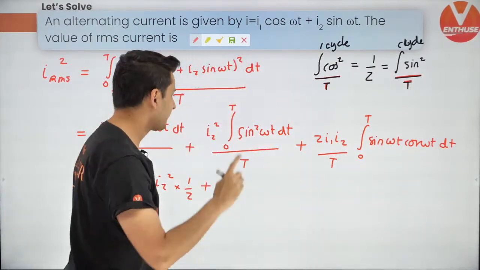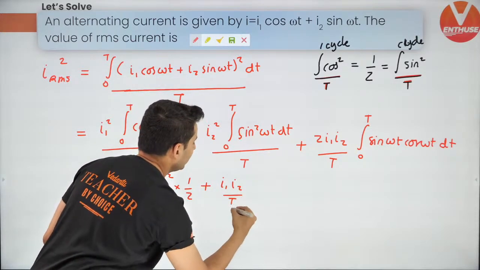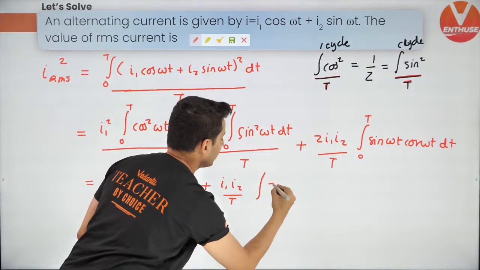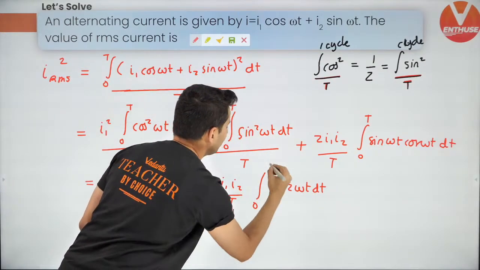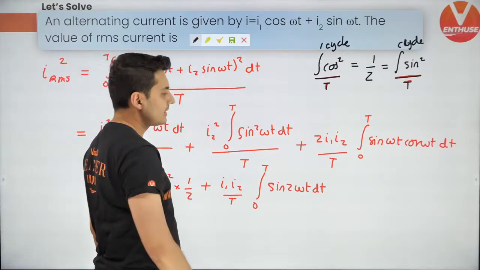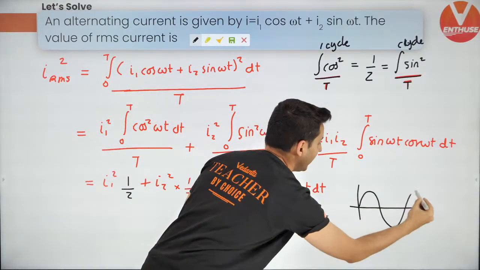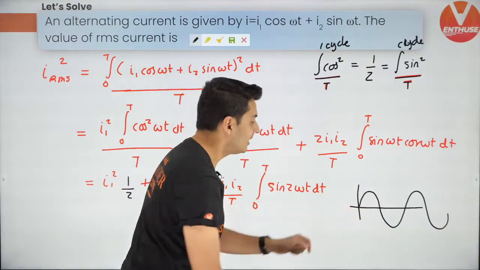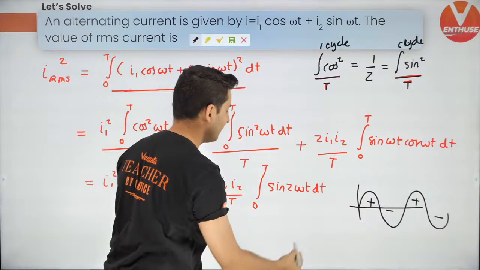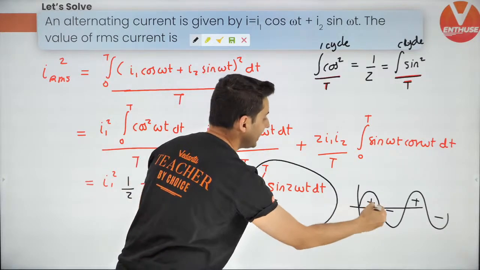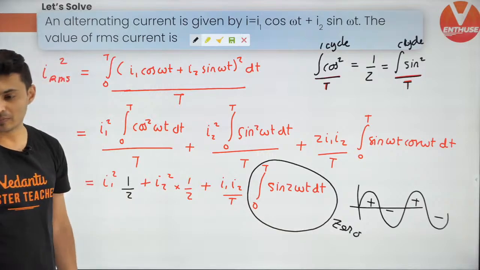Now let me tell you, the last part is very simple, because this will be I1 I2 divided by t. Take that 2 inside, it will become sine of 2 omega t dt. Now think about this, guys. This is a sine function. When you have a sine function, it will go up and down. For one cycle, what is the average value? It will be positive as well as negative. Don't you see the total area will be 0?